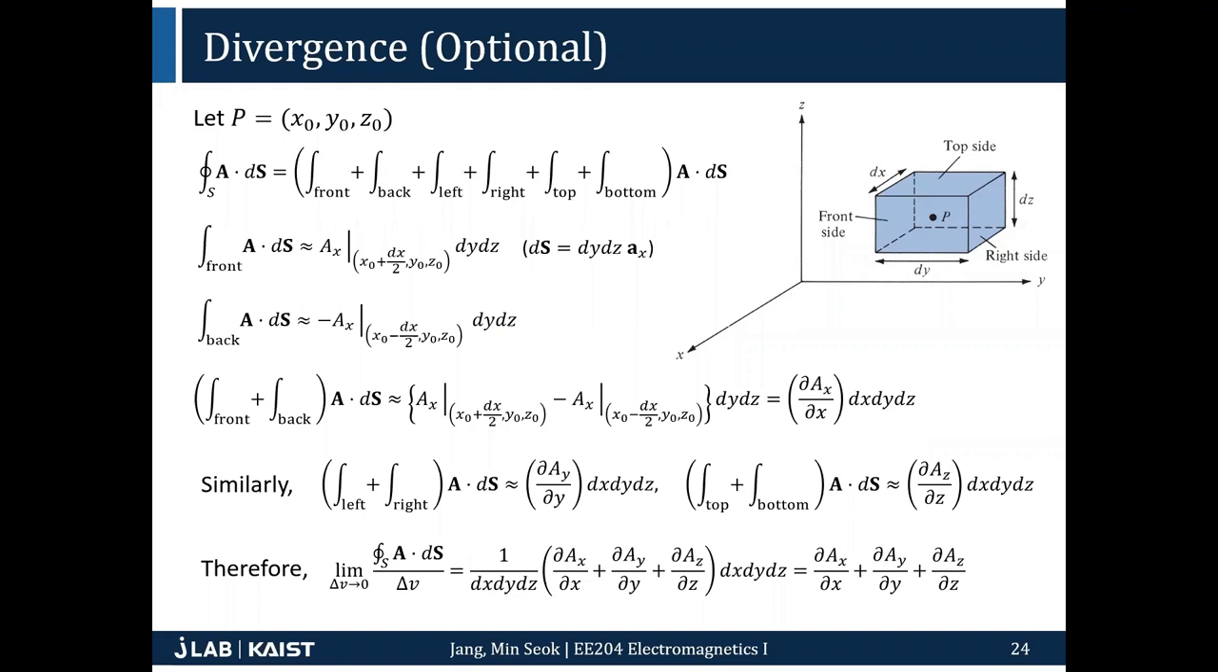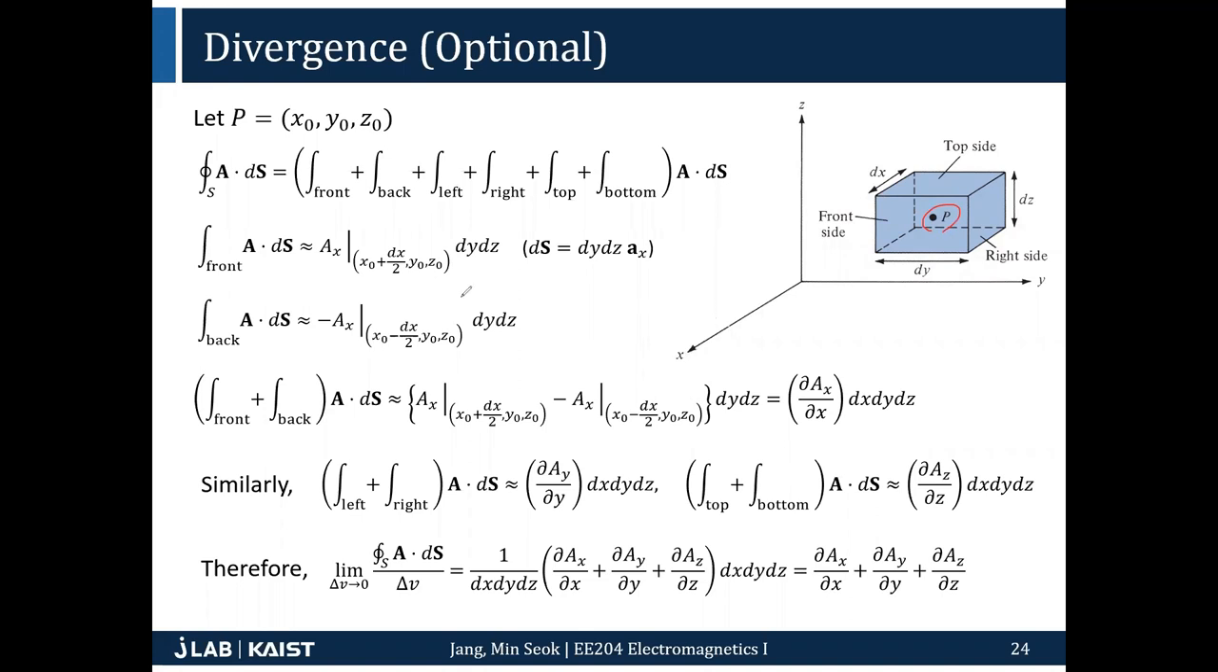So this is a lot of equations. I don't want to bring many equations in one slide, but I think this is useful. This is not that useful for now, but it will be very useful when you learn the divergence in spherical or cylindrical coordinate systems. So let's try to follow my derivation here. What we want to do is calculate the divergence of A at this point, right?